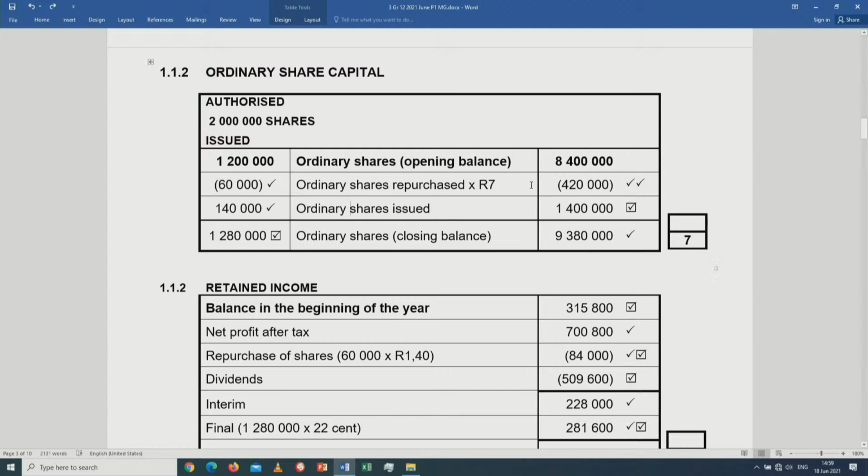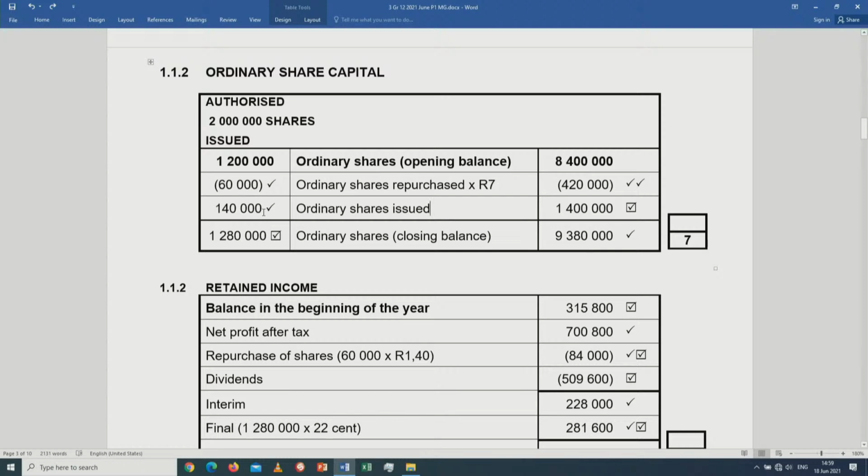60,000, 1 mark, and 420,000 in brackets, 2 marks, or nothing. If a learner does not have 420,000 there, then it's wrong. With 60,000, 1 mark, then 1 or 0. So it can't be any other figure there except 60,000.